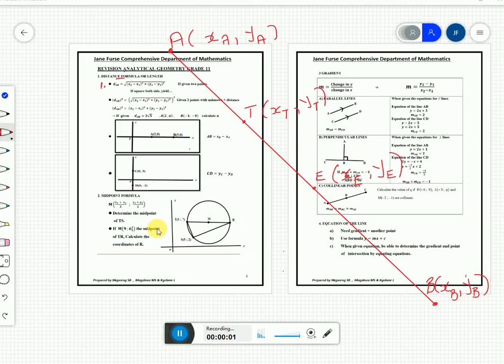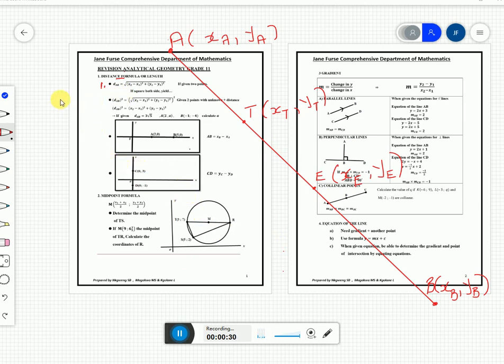Grade 11 learners, let's start with analytical geometry. As I have indicated in one of the classes, you need around 7 formulas.